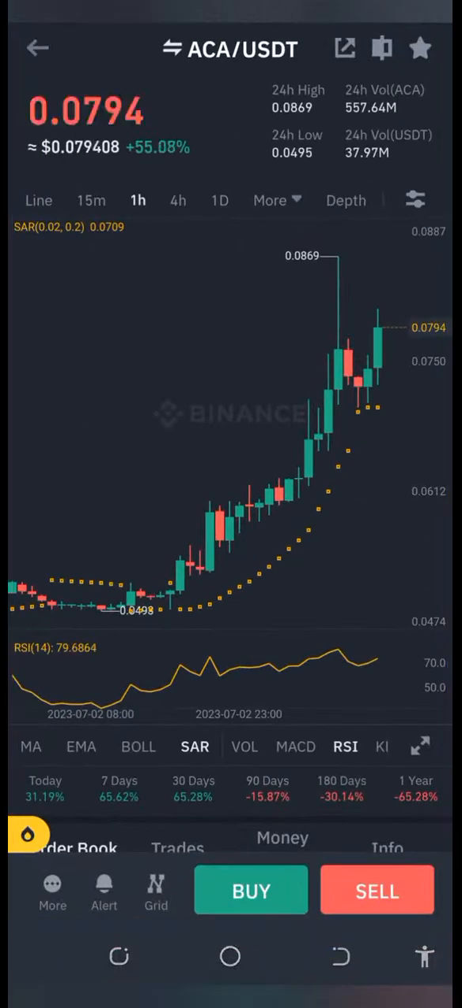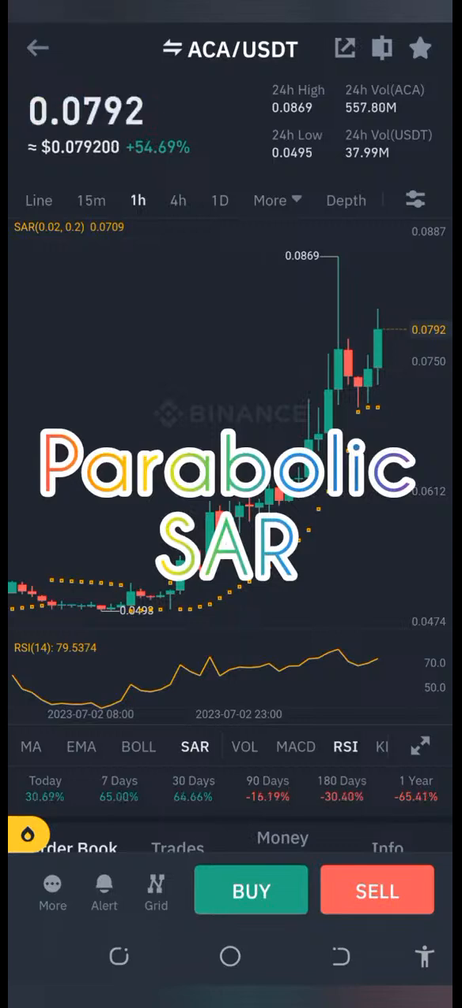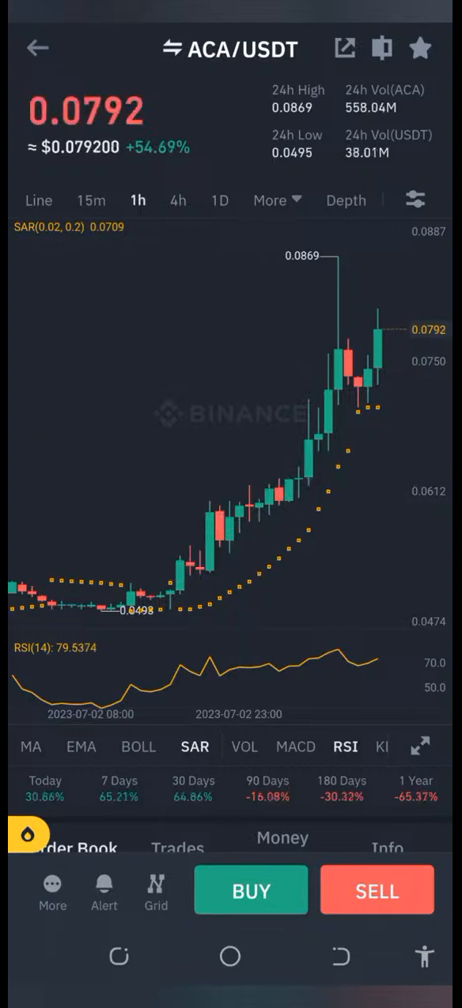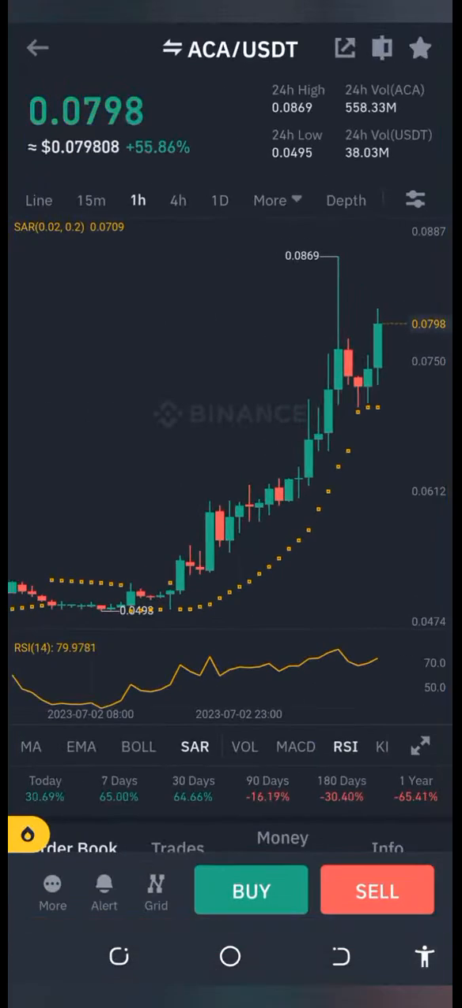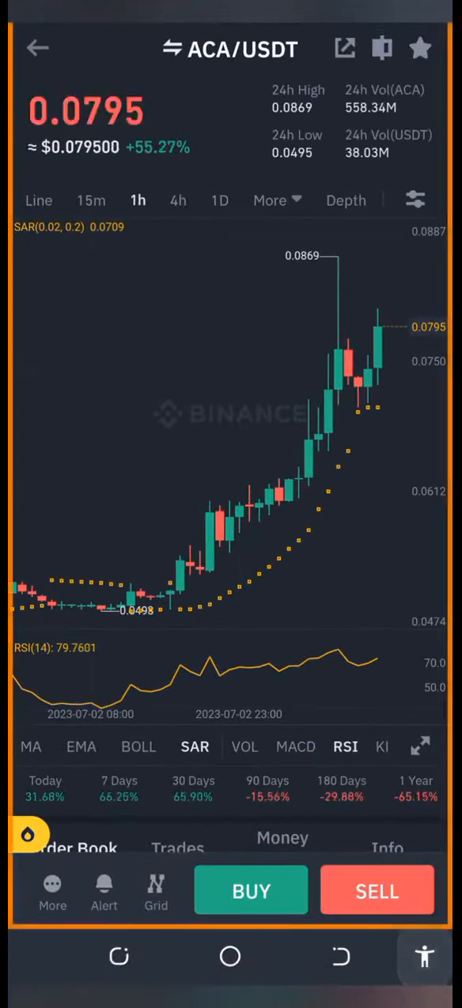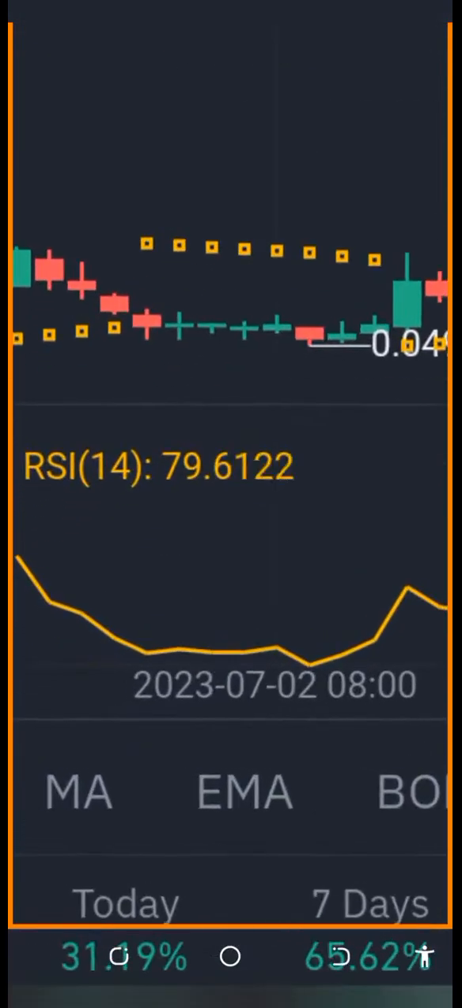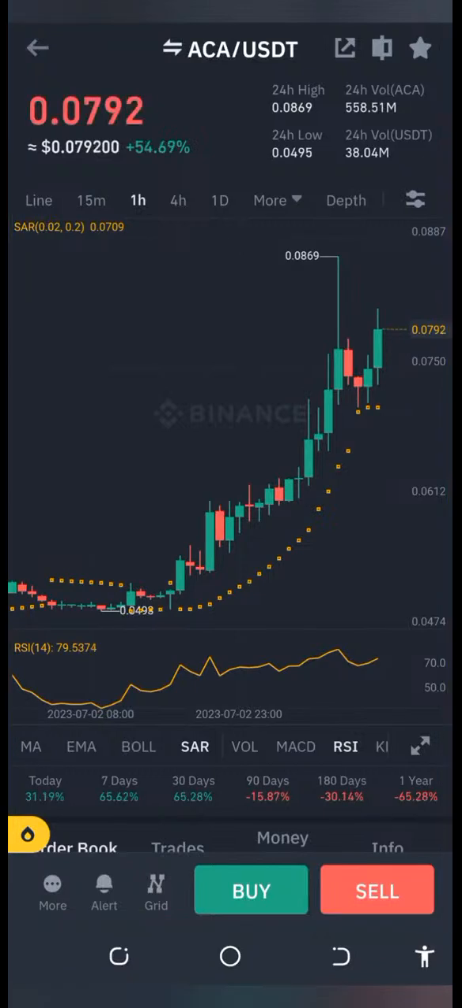And look at the parabolic SAR. Oh my gosh. See how it has gone all the way up. Pushing it up, that shows the momentum. All right. Look at the RSI. What is it right now? The RSI is 79. When I saw it earlier, it was already at 78, right?